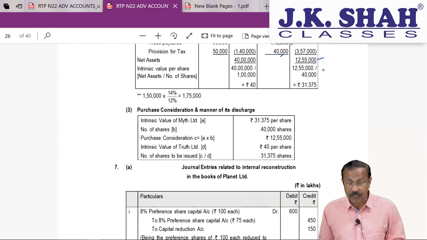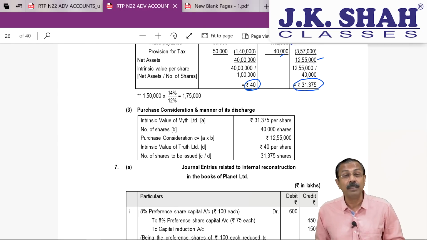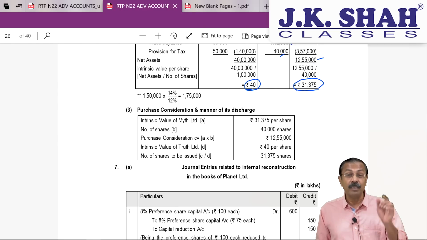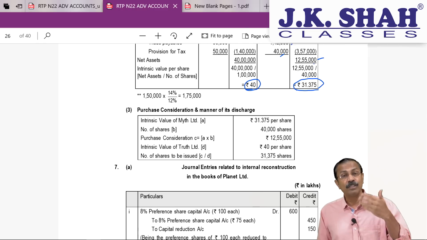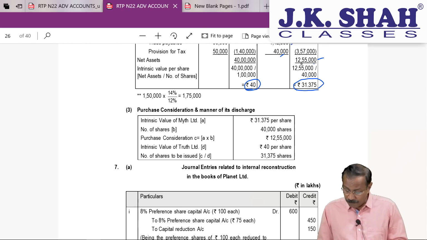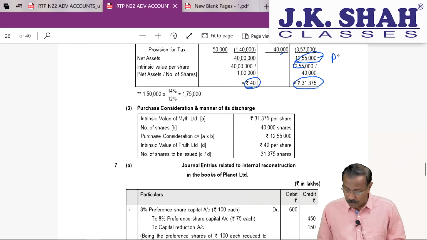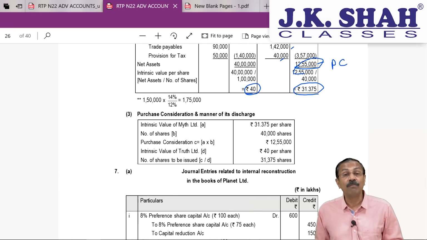So 12,55,000. So intrinsic value is 40 rupees and 31.375. Now figures are odd now. Please don't try to find out the exchange ratio. What you do is, how do I discharge the PC and what is the PC? This becomes my PC amount. Net assets of the vendor company taken over. This much amount the purchasing company has to pay.